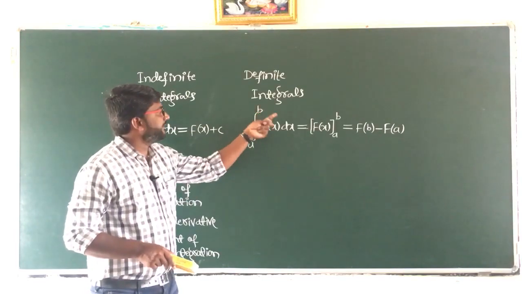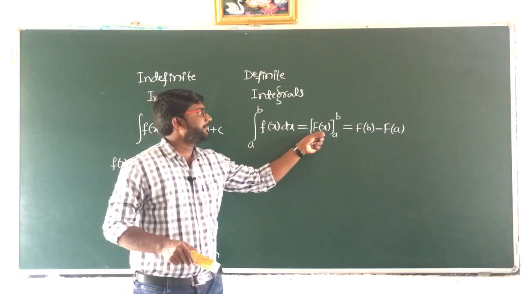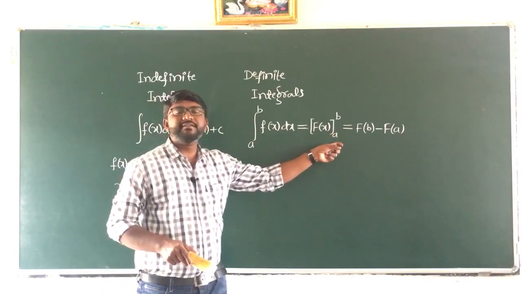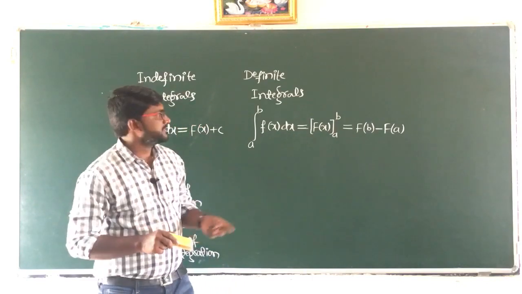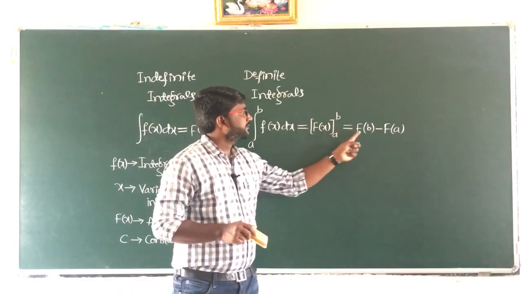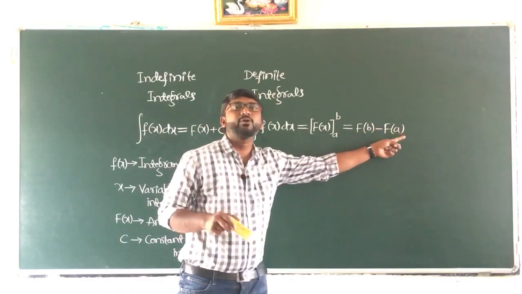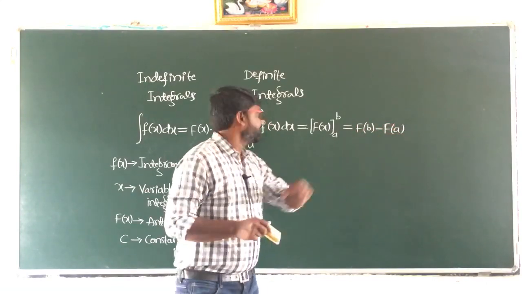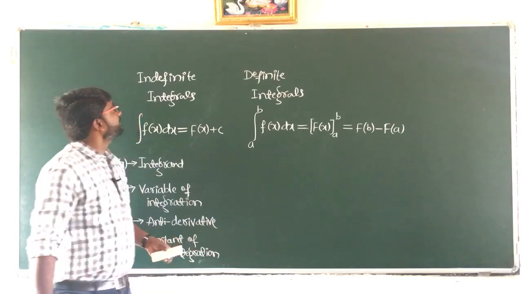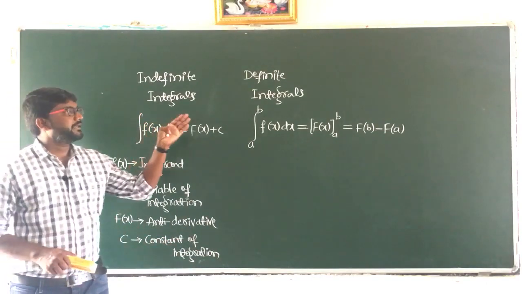So if we integrate this, we get capital F of x, where the lower limit is a and the upper limit is b. By the fundamental theorem of calculus, this can be written as the upper limit minus the lower limit, that is F of b minus F of a. So this is all about indefinite integrals and definite integrals.